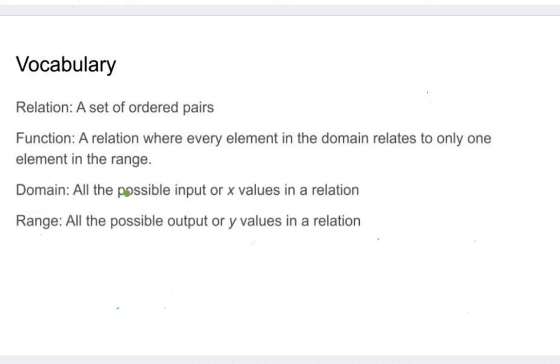So remember, the domain is just all the possible input or x values in a relation, and the range is all the possible output or y values. So we're going to be looking at the x and y axis. And remember, a function is just a relation where every element of the domain relates to only one element in the range. So the graph cannot stack itself vertically.